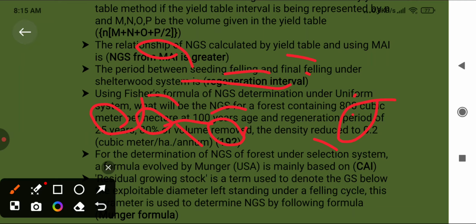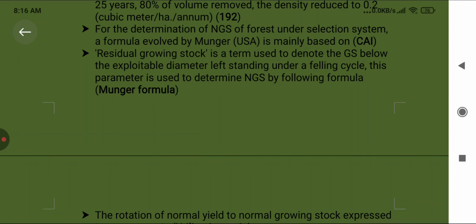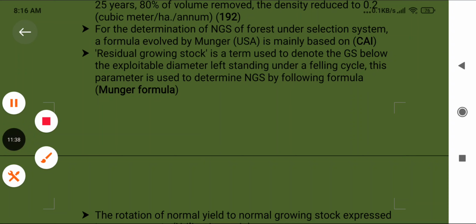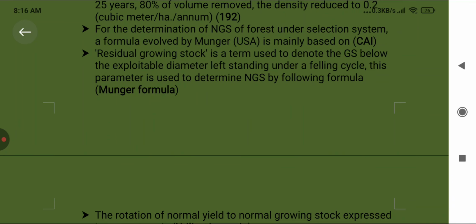For the determination of normal growing stock of forest under selection system, a normal evolved by Meyer, USA is mainly based on CI. Residual growing stock is a term used to denote the growing stock below the exploitable diameter left standing under a felling cycle. This parameter is used to determine normal growing stock by the following formula, Meyer formula.